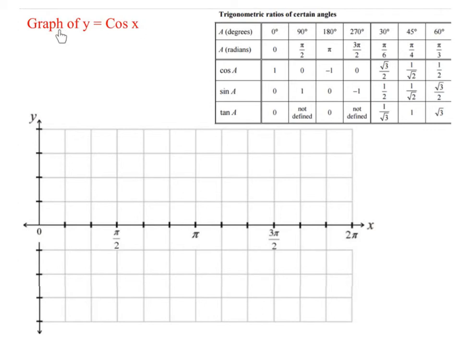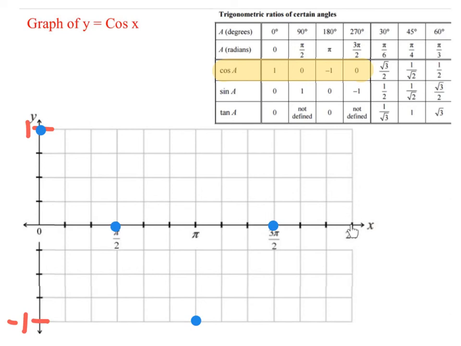So now we're going to draw the graph y equals cos of x using radians for our x-axis, and also using our trigonometric ratios of certain angles from our formula and tables. So I'm going to start by labelling my y-axis 1 and -1, and I'm going to go to my cos of A row and highlight the values that I'm going to use. And next I'm going to plot my points. So I'm going to use my radians row, and I'm going to have 0 and 1. Next I have pi over 2 and 0. Next I have pi and -1. Next I have 3 pi over 2 and 0.